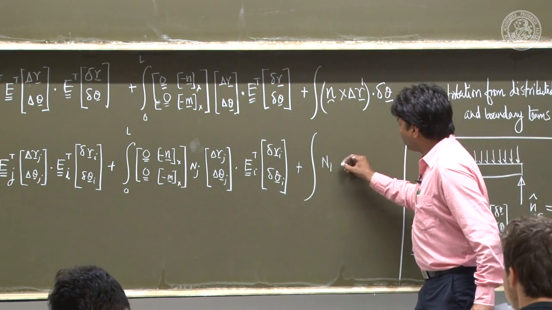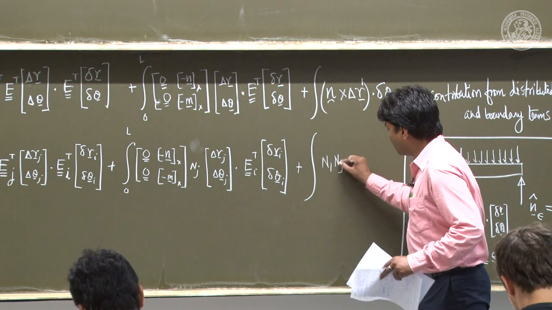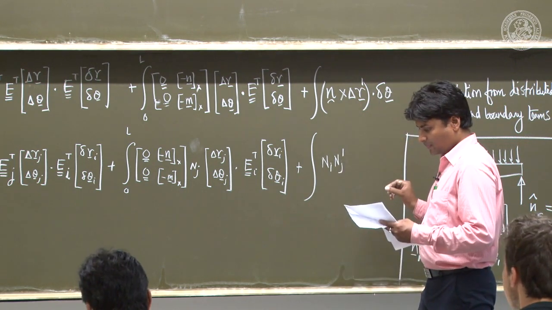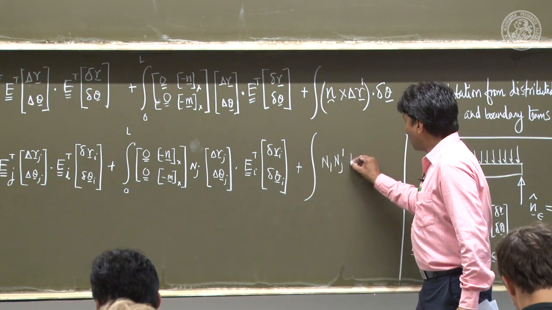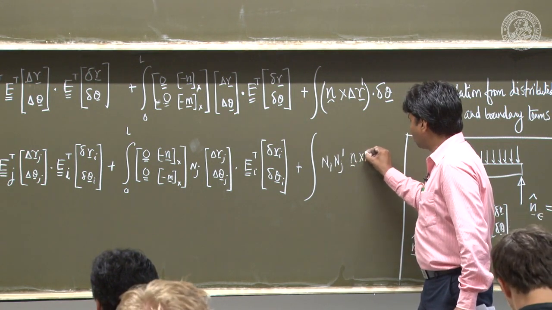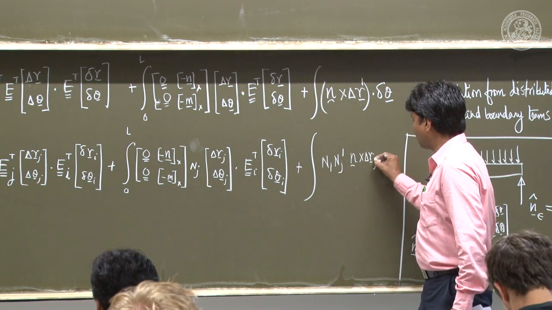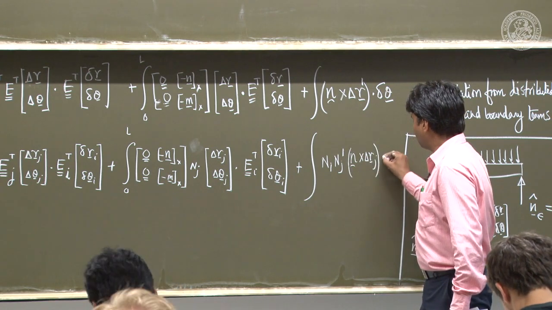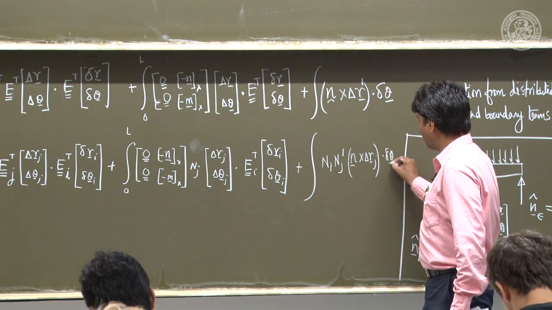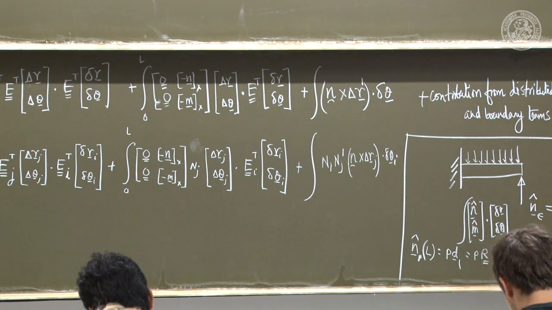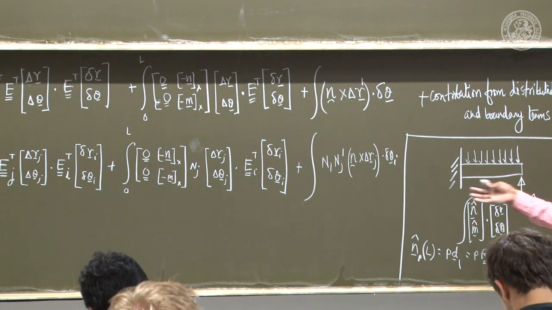So this becomes n_i n_j prime, n cross delta little r_j, dot del little theta_i. So that's a discretization.